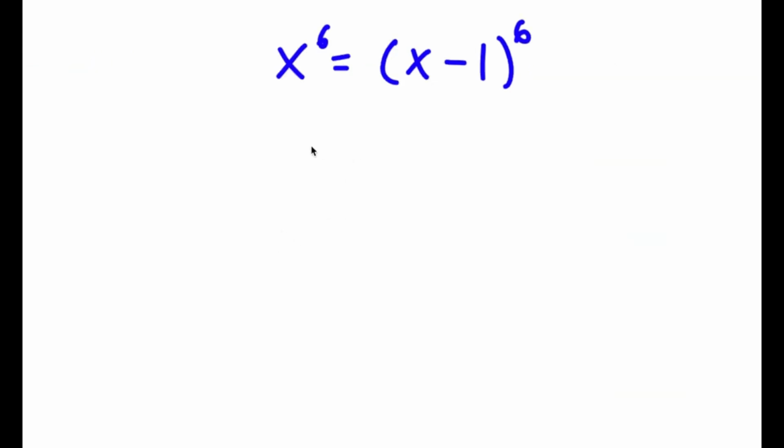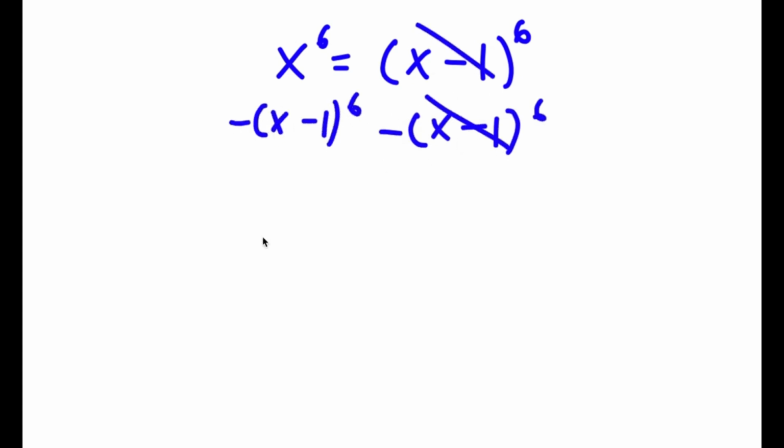Alright, so in this problem, I have x to the power of 6 is equal to (x minus 1) to the power of 6. So I'm going to first start by subtracting (x minus 1) to the power of 6 on both sides. So then these two cancel out, and now I have x to the power of 6 minus (x minus 1) to the power of 6 is equal to 0.